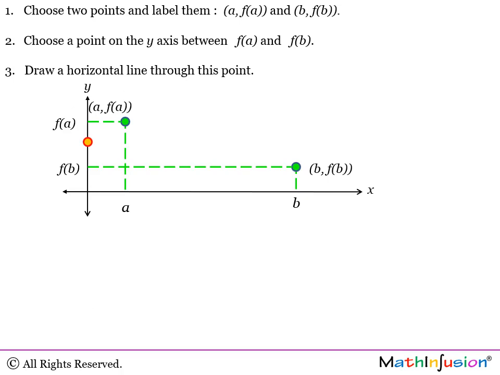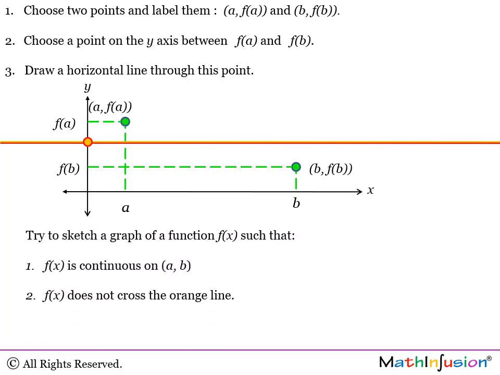Now we are going to draw a horizontal line through this point. Here's the horizontal line. And now it's the tricky part. Let's try to sketch a graph of the function f(x) such that f(x) is continuous on [a, b] and f(x) does not cross the orange line that passes through the point that I chose between f(a) and f(b). Let's try. Doesn't work. Doesn't work.